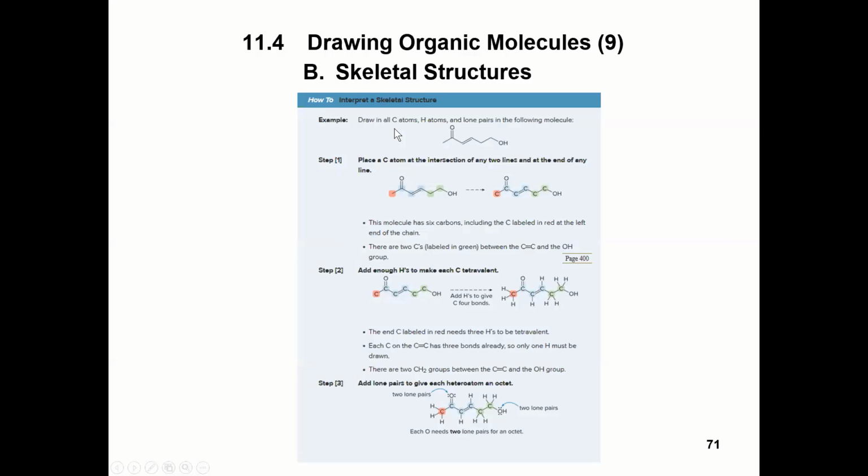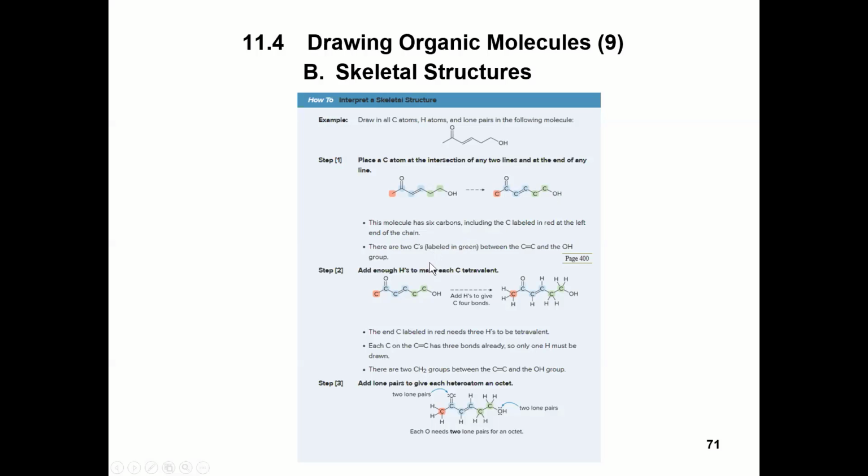All right. So here's an example of how to interpret a skeletal formula. If you were given this skeletal formula, what you do is you place a carbon atom at the intersection of the 2 lines, and you also place a carbon atom at the end. So we can follow this rule, put a carbon atom at the end, and a carbon atom at the intersection of 2 lines. Okay, and of course we kept the carbon-carbon double bond, the carbonyl, the C double bond O group, and the OH group.